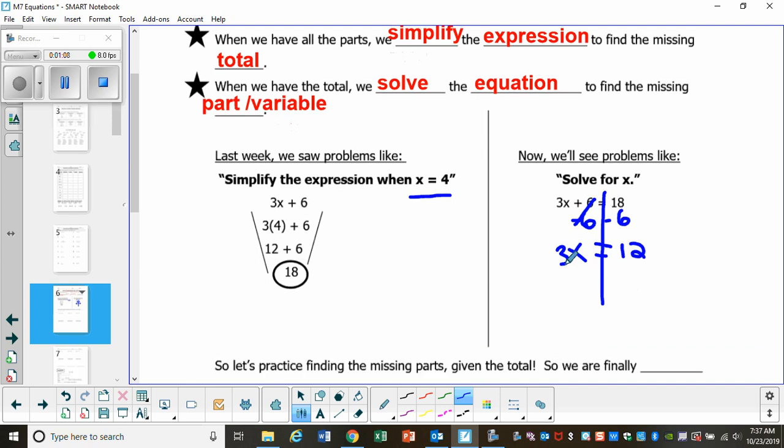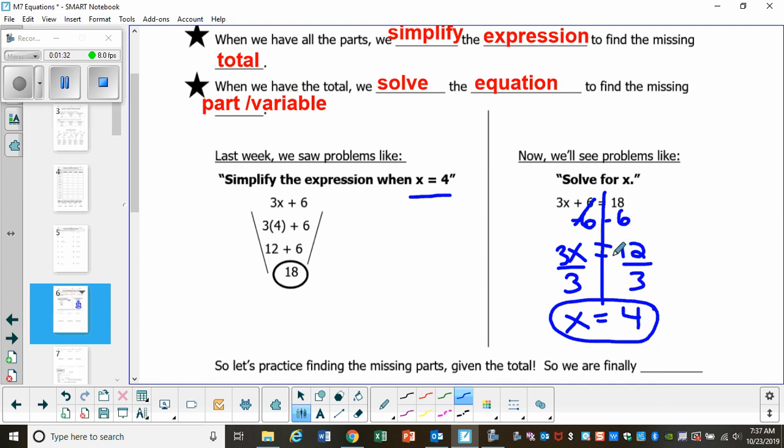And then to get x by itself, remember this is 3 times x equals 12. So the opposite of multiplying is dividing. So we're going to divide each side by the coefficient of 3. That's going to leave us with x, or 1x. We don't bother writing the 1 because it's invisible. And then 12 divided by 3 is 4. So x equals 4. And so now we have the missing part or variable.